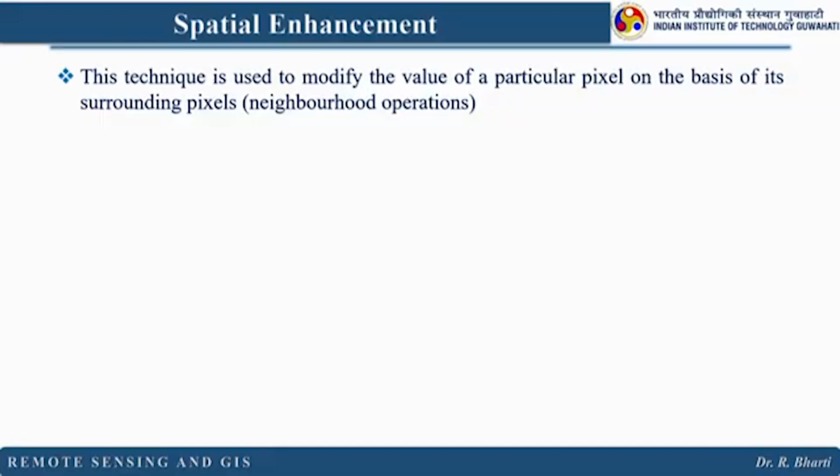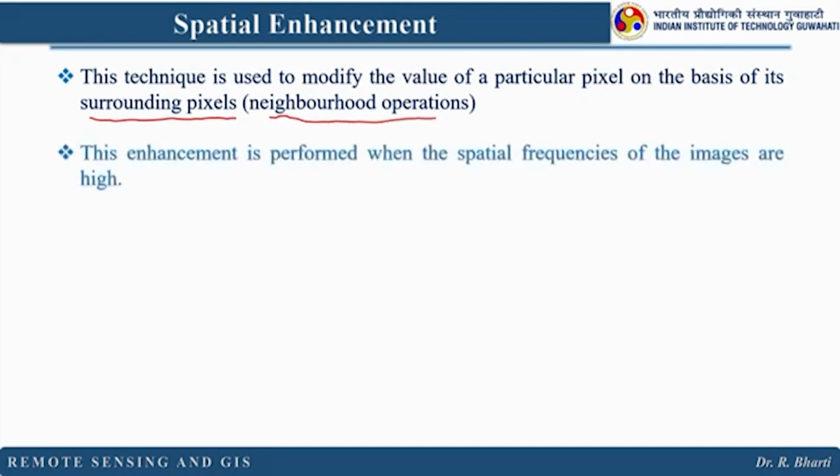This technique is used to modify the value of a particular pixel on the basis of its surrounding pixels. This is very important, because when we target a pixel for any kind of enhancement, we have to do it with respect to its surrounding pixels. In other words, it is a neighborhood operation. This enhancement is performed when the spatial frequencies of the image are high.